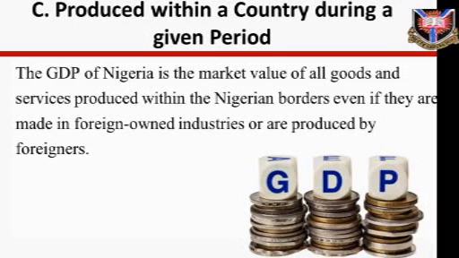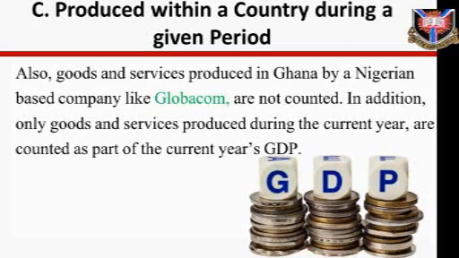Produced within a country during a given period. The word domestic used in the definition of gross domestic product tells us that GDP is a measure of economic activities within a given country. Therefore, only goods and services produced within the country's borders are counted. The GDP of Nigeria includes the market value of all goods and services produced within the Nigerian borders, even if they are made in foreign-owned industries or produced by foreigners. Also, goods and services produced in Ghana by a Nigerian-based company like Globalcom, etc. are not counted. In addition, only goods and services produced during the current year, or the portion of the value produced during the current year, are counted as part of the current year's GDP.